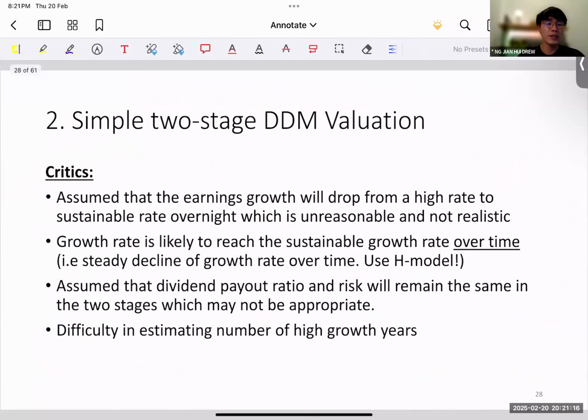Okay, there are some critiques of the two-stage model, the simplest form. The biggest issue is that it assumes the growth rate drops from a high rate to the sustainable growth rate overnight, right? So less than 1 second, it just drops suddenly. This is not realistic, of course, which is why we use the H model, which we'll talk about in the next slide, where the sustainable growth rate is reached over time.